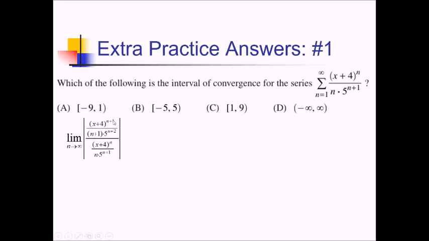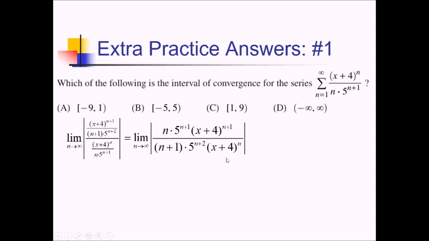I've got (x plus 4) to the n plus 1 times n times 5 to the n plus 1. That's all in my numerator. Downstairs, I've got n plus 1 times 5 to the n plus 2 times (x plus 4) to the n, so a whole bunch of stuff there. I can reduce a few things. These 5s are going to reduce to leave me with just a 5 downstairs, and these x plus 4s are also going to reduce, leaving me with an x plus 4 in the numerator. So up top, I've got an n, I've got an x plus 4, and that's it. In the denominator, I have this n plus 1 still, and I've got a 5, and that's all that's down there.